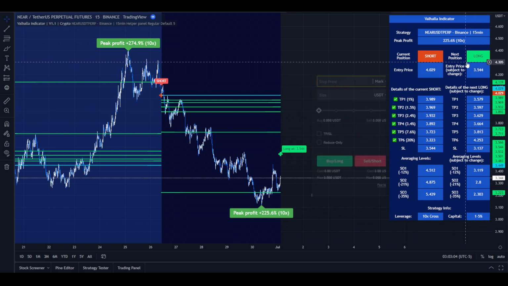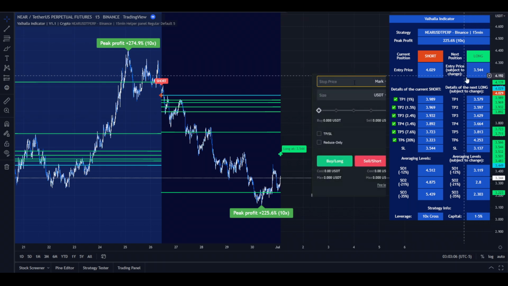We will go ahead to our exchange and prepare a stop market order with the entry price shown in here. Keep in mind that entry price could change at some point. So if you schedule one trade ahead of time and it takes long to execute, make sure to open up Valhalla and check if it has changed.